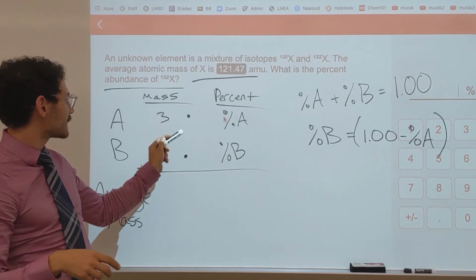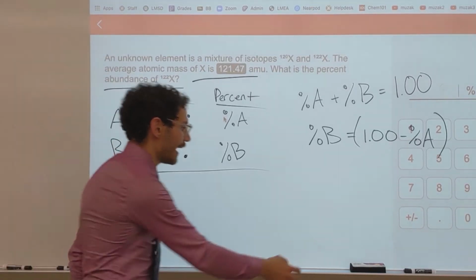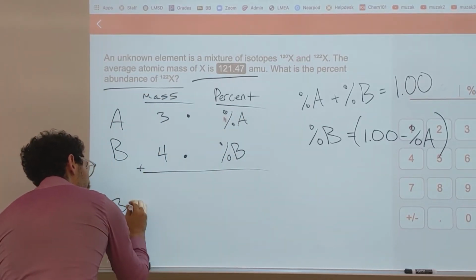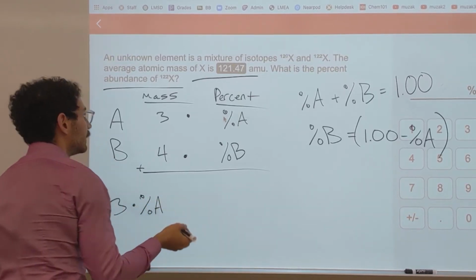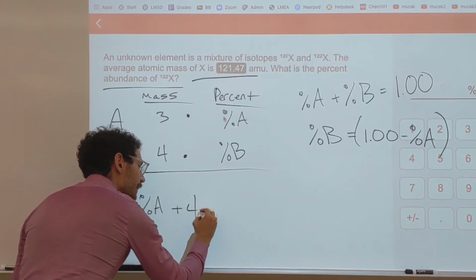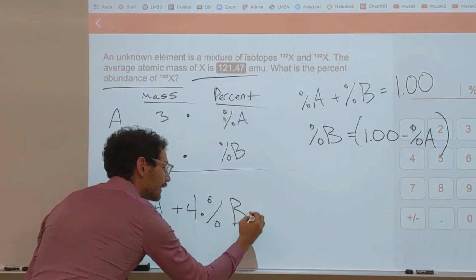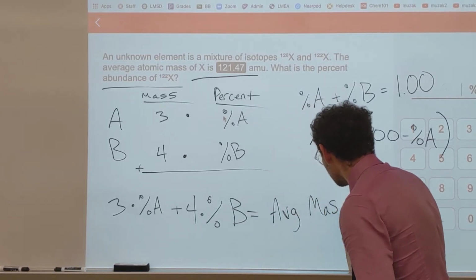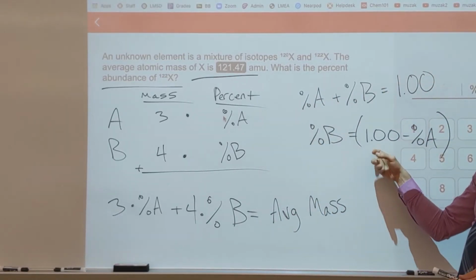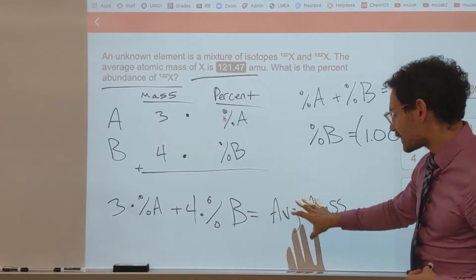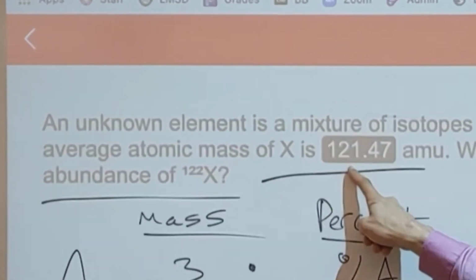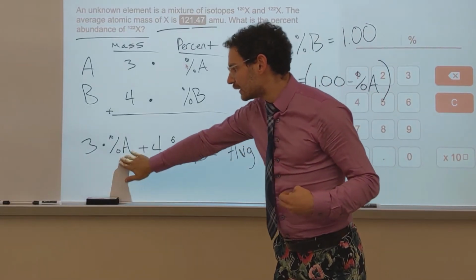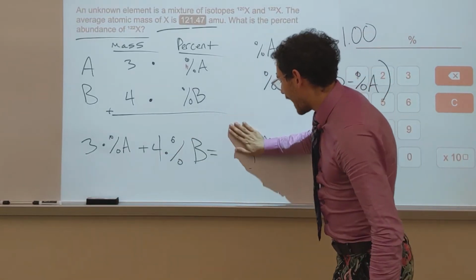Let's write this in a slightly different way. The math I would do to get my average mass at the end is 3 times the percentage of A plus 4 times the percentage of B, and that equals my average mass. Right now I can't solve this. The problem gives me the average atomic mass, but if there are two unknowns, I can't solve for them.